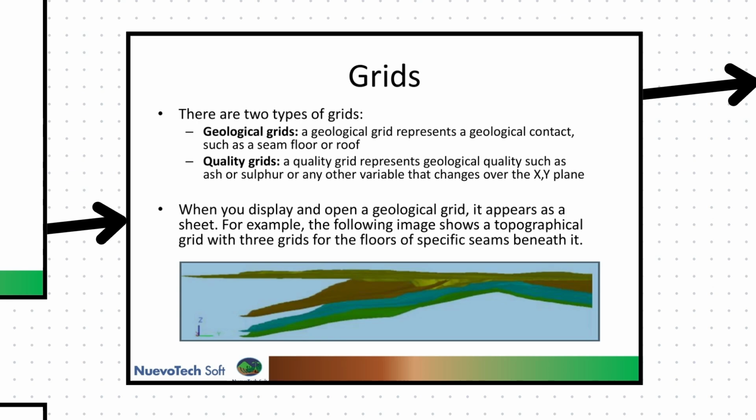When you open a geological grid in the Minex, it looks like a sheet, a continuous surface. In the example on the slide, the topographic grid shows the 3 seam floor grids beneath it for the different layers. In practice, you might have the grid name topography for the surface, and the grids seam 1 floor and seam 2 floor, and many more. Each one is a solid sheet representing that horizon, right?